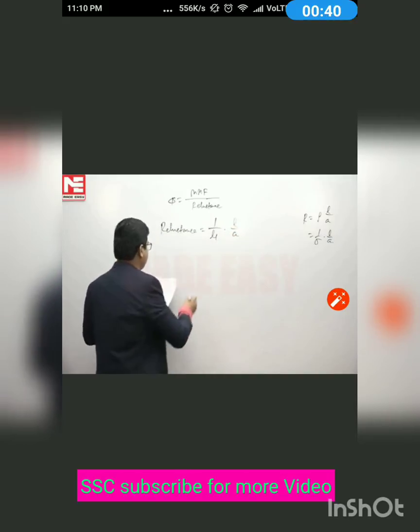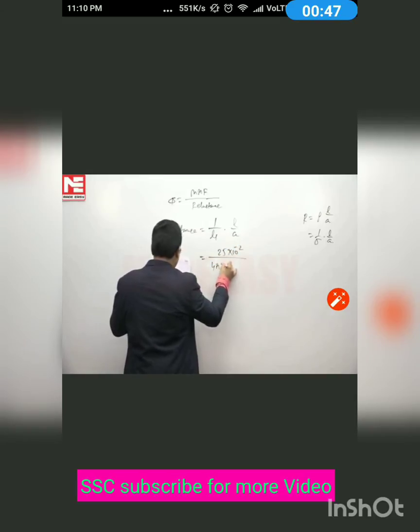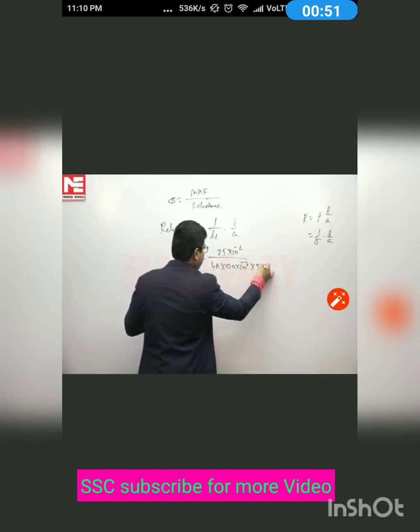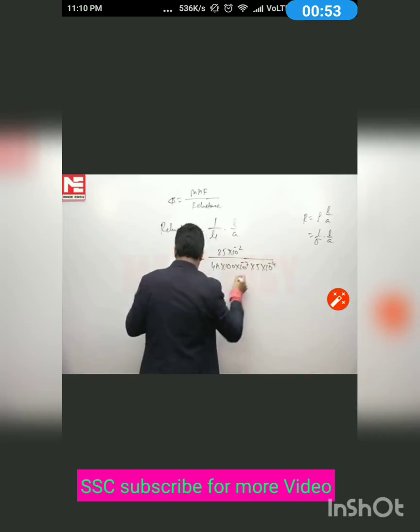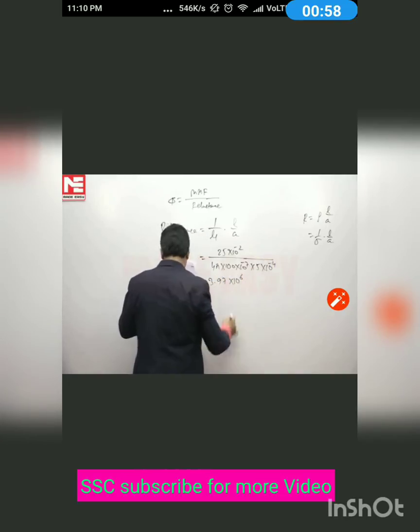Now after putting in all the values, 25 into 10 to the power minus 2 divided by 4 pi into 100 into 10 to the power minus 7 into 5 into 10 to the power minus 4. So this value will be 3.97 into 10 to the power 6.